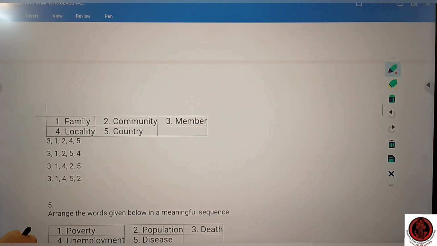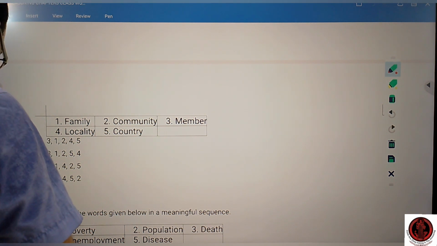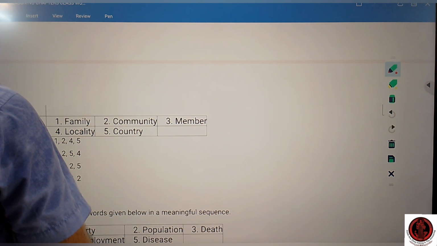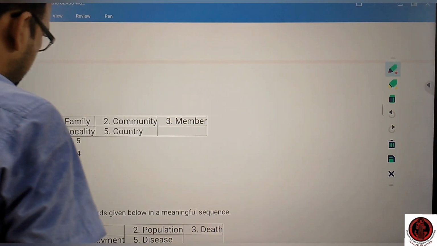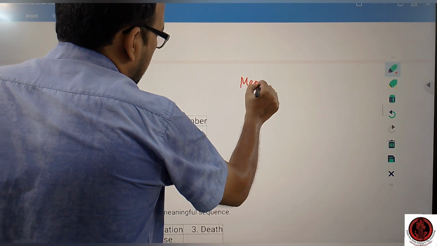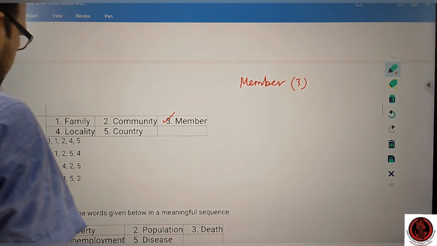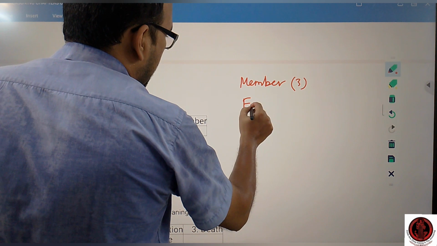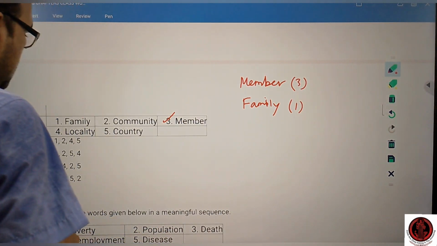Next one. Family, community, member, locality, country. In this problem, you have to arrange these in logical sequence. First one is member, that is 3. Now group of members means family, that is number 1.